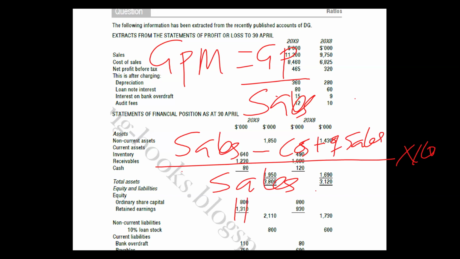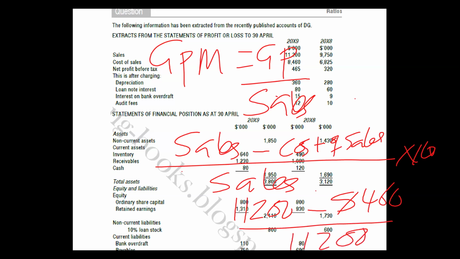Sales, 11,2. Cost of sales, 8,460, right? 8,460 divided by 11,2 times 100. This is what gives you the gross profit, because the gross profit is basically sales minus the cost of sales. That should give you the gross profit. What do we find?